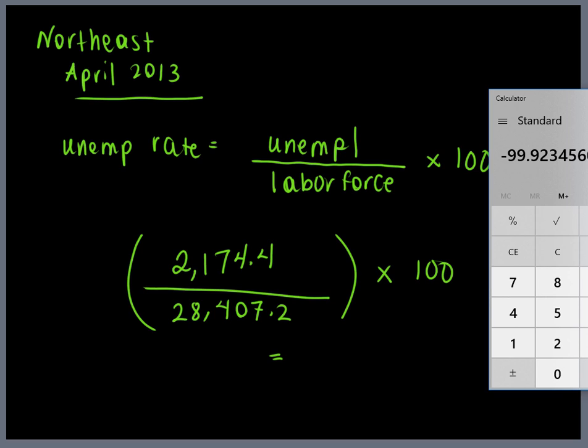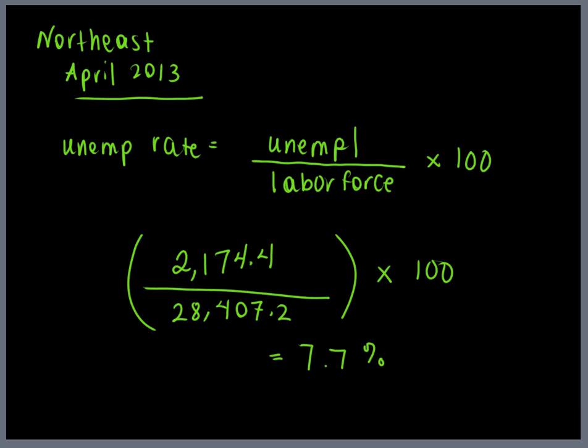2,174.4 divided by 28.2. Enter, and I'm going to get about 7.7, so just for good measure, this is going to give me about 7.7% as the unemployment rate in April 2013 in the Northeast.